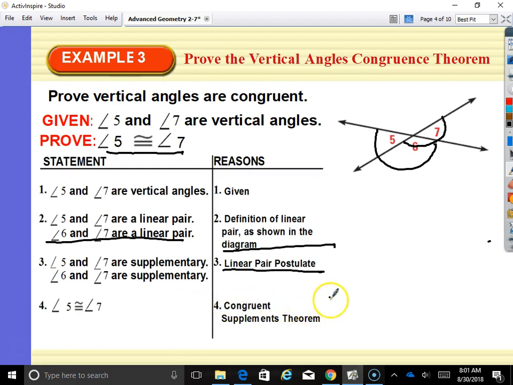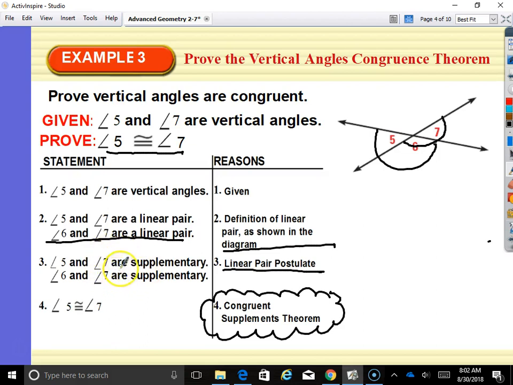And then we have a cheat sheet. This is a theorem that just eliminates a bunch of extra steps. Because in the past, we would have had to say, okay, well, if they're supplementary, then the measure of angle 5 plus angle 6 equals 180. Angle 6 plus angle 7 equals 180. Definition of supplementary. Then we would transitive it. Angle 5 plus angle 6 equals angle 6 plus angle 7. Transitive property. Then we would subtract angle 7 from both sides. Angle 5 equals angle 6, right?